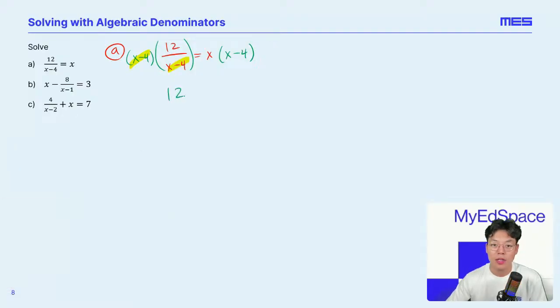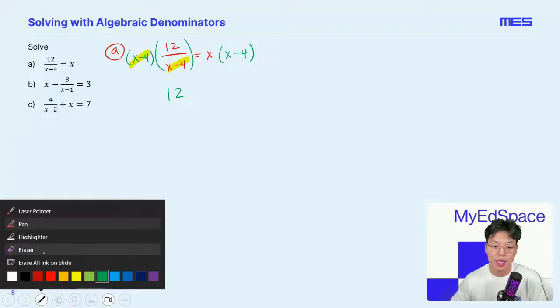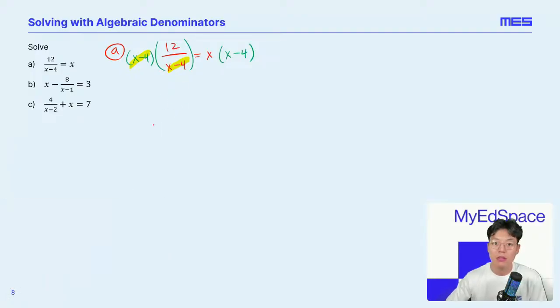We have 12 on the left. Oops, I want to use red here, just so I'm keeping it consistent. 12 is equal to x times x minus 4. Tropius has an answer, x squared minus 4. That is a difference of squares.